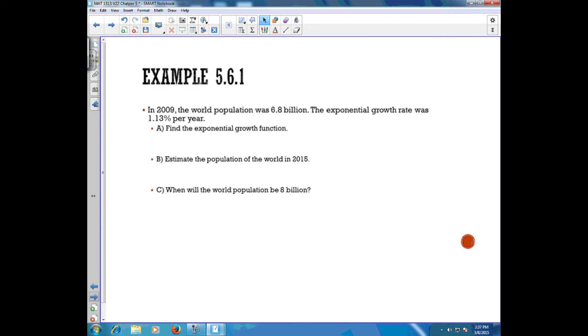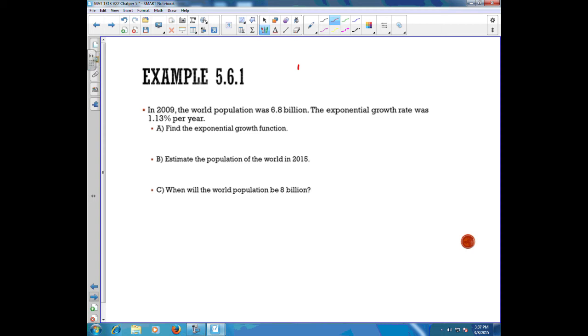So let's try this. In 2009, the world population was 6.8 billion. The exponential growth rate was 1.13% per year. So first we want to find the exponential growth function. This just means write down what we know and plug in what we know.